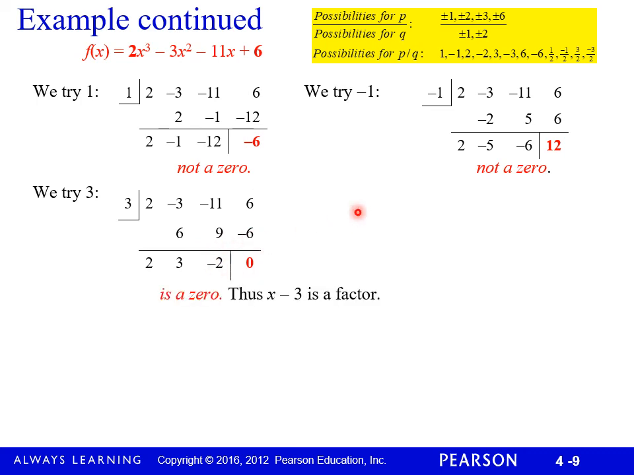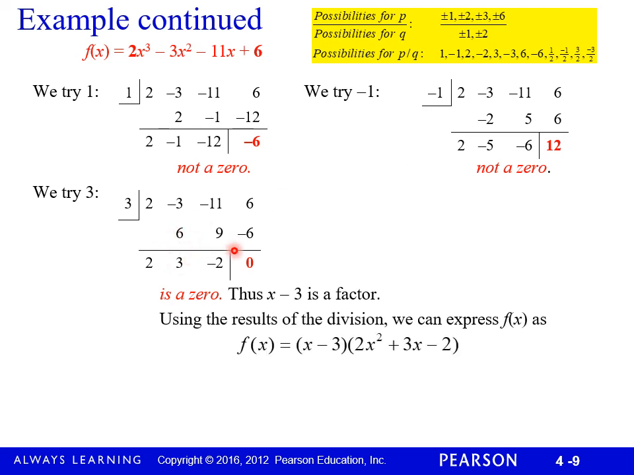So this is telling us that 3 is a zero, thus x minus 3 is a factor. But the good part here is we also know what the other factor is because we did the synthetic division. Remember, these are the coefficients of the polynomial, and it's 1 degree less. So we have 2x squared plus 3x minus 2. Remember, the quotient is 1 degree less than the original function that we're dividing into.